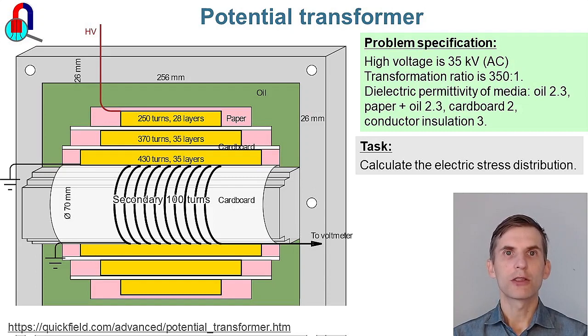The transformer operates at AC voltage, but I am interested only in the peak values of the electric field stress, so I'm going to simulate an electrostatic problem with the peak voltage value specified. The winding features rotational symmetry, so I'm going to build a two-dimensional axisymmetric model. Okay, let's start QuickField now.